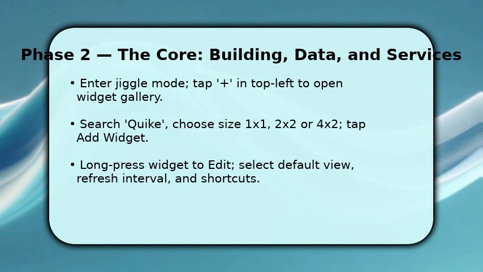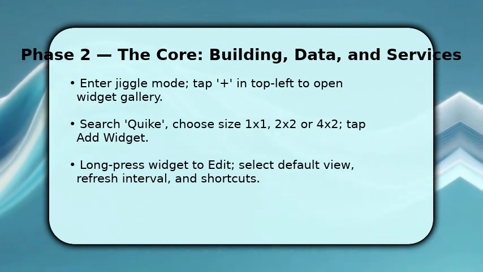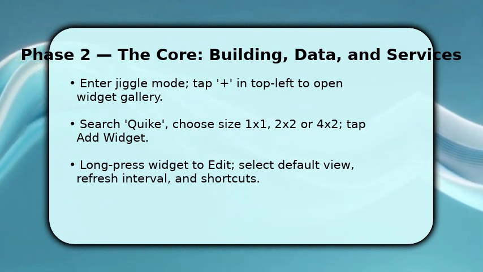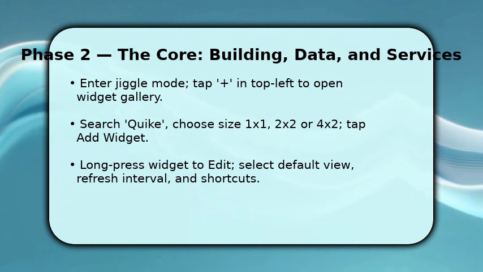Select the widget size that fits your layout: 1x1 for quick glance, 2x2 for richer data, or 4x2 for full controls. Then tap Add Widget to drop it onto your screen.